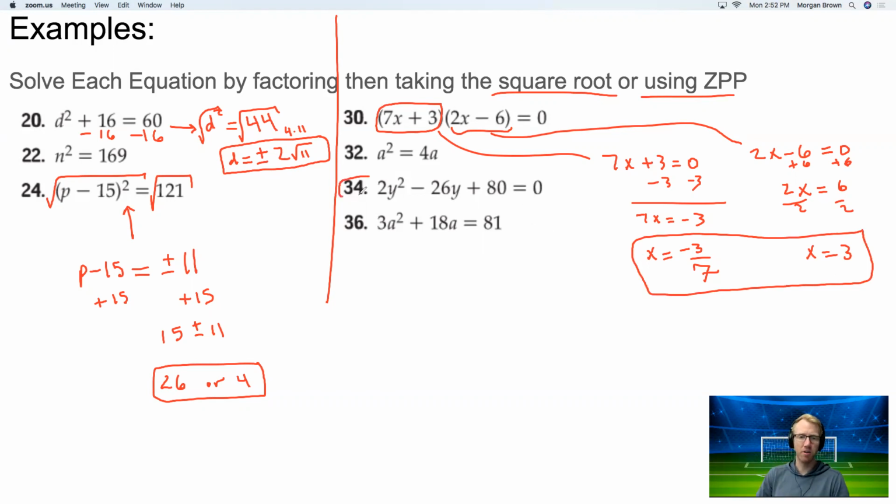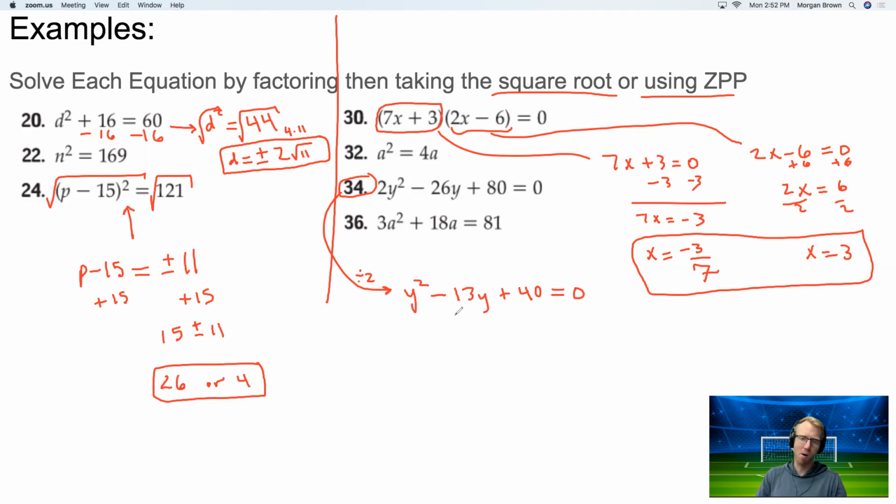Let's take a look at 34. So the first thing you might notice in number 34 is there's a coefficient there, but we got lucky. All of these are even numbers, so we can divide everything by 2. So if we divide everything by 2, we're going to get y squared minus 13y plus 40 equals 0.